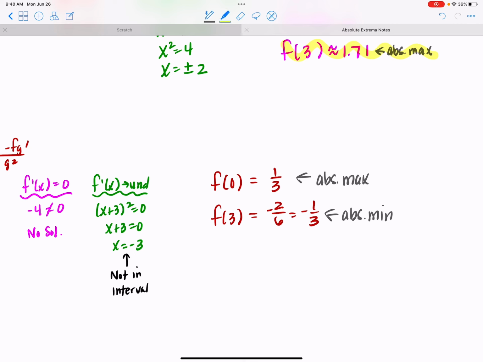And remember the variety of ways in which we can say those answers. So I have an absolute max at x equals 0, or an absolute maximum value of 1/3, or an absolute max at the point 0, 1/3, and it's the same for the minimum.